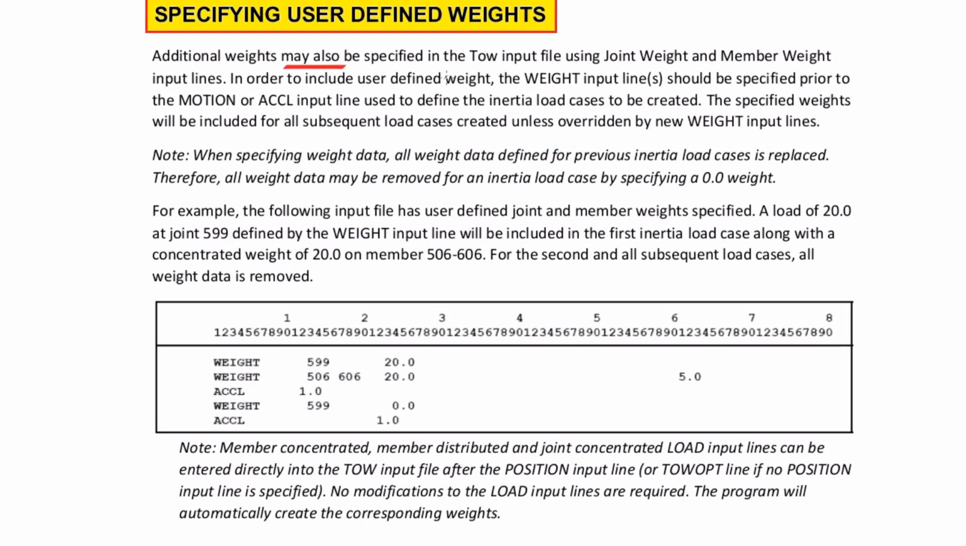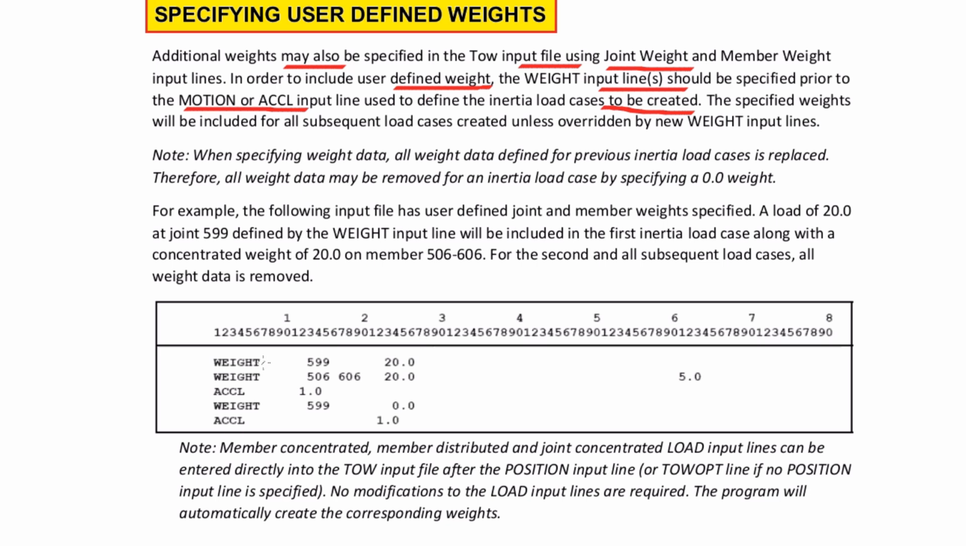Additional weights may also be specified in the tau input file using the joint weight and member weight input lines. In order to include user defined weight, the weight input lines should be specified prior to the motion or acceleration input line used to define the inertial load cases to be created. So if you want to input some weight input lines directly, we can define them for a joint weight or member weight, but they should be defined before the motion or acceleration lines, because these motion and acceleration line inputs will give the accelerations only. So to create the inertial load cases, we need to define the weight.